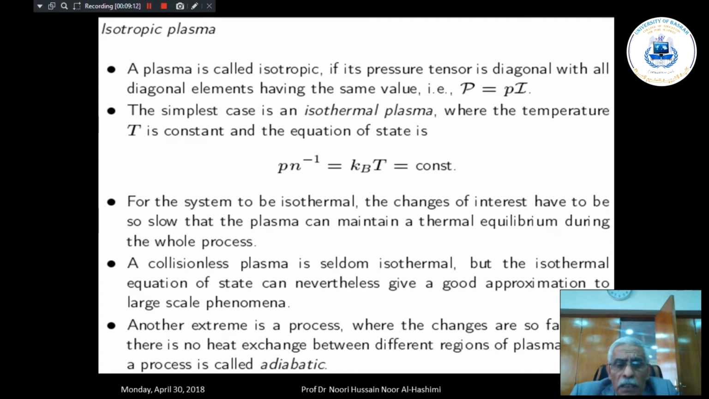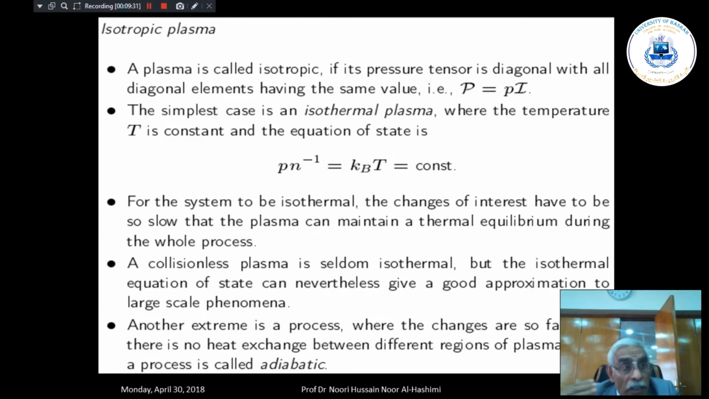Another extreme is a process where the changes are so fast that there is no heat exchange between different regions of a plasma. Okay? Another picture of the plasma.